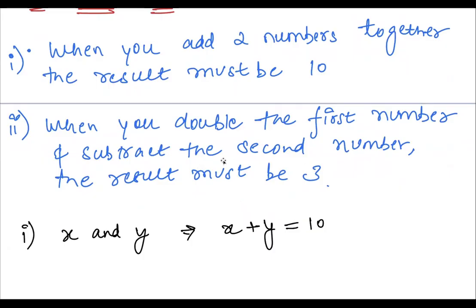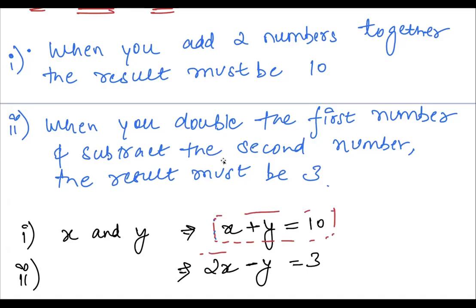Okay, perfect. And the second statement, can I write when you double the first number, so our first number is 2x, and subtract the second number, the result is 3? Can I write 2x minus y is equal to 3? So these essentially are linear equations.